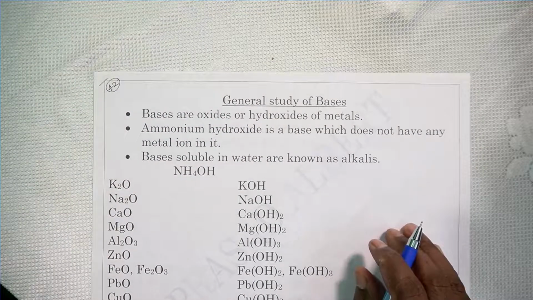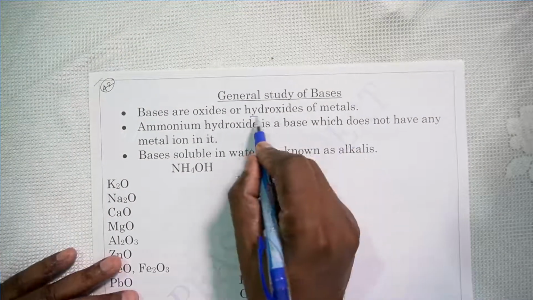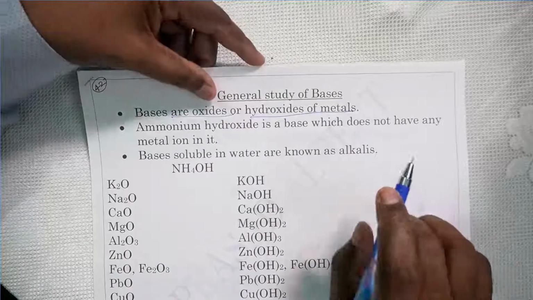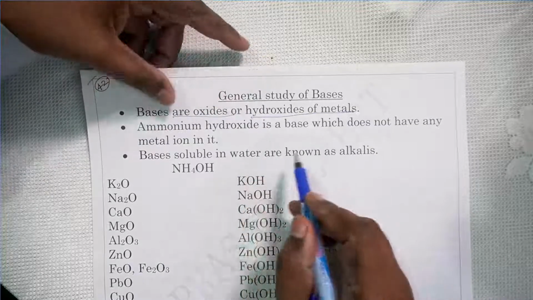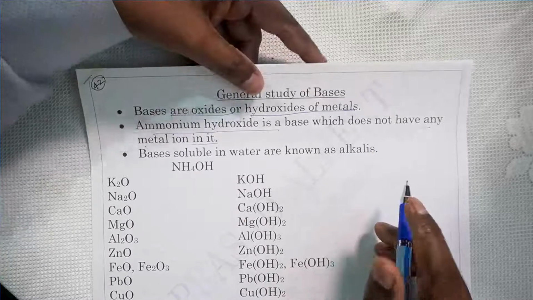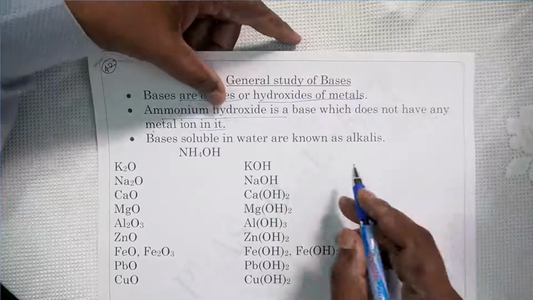Now what are bases? Bases are oxides or hydroxides of metals. It may be an oxide, it may be a hydroxide of a metal. Now there is one base which does not have a metal, that is ammonium hydroxide. It does not have a metal ion in it. Otherwise all bases are oxides or hydroxides of metals.